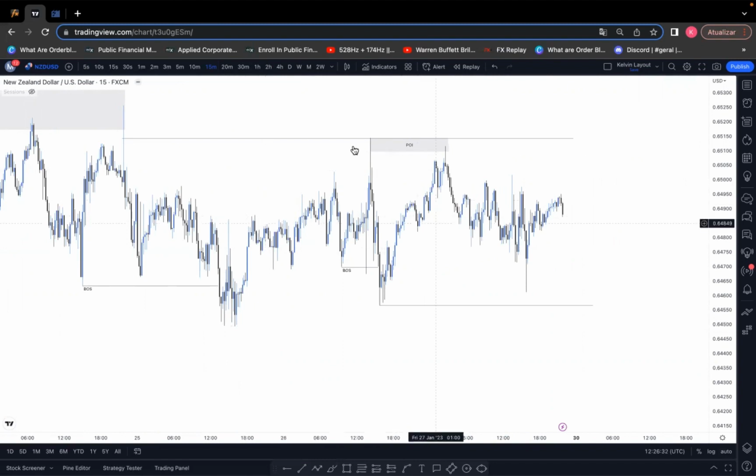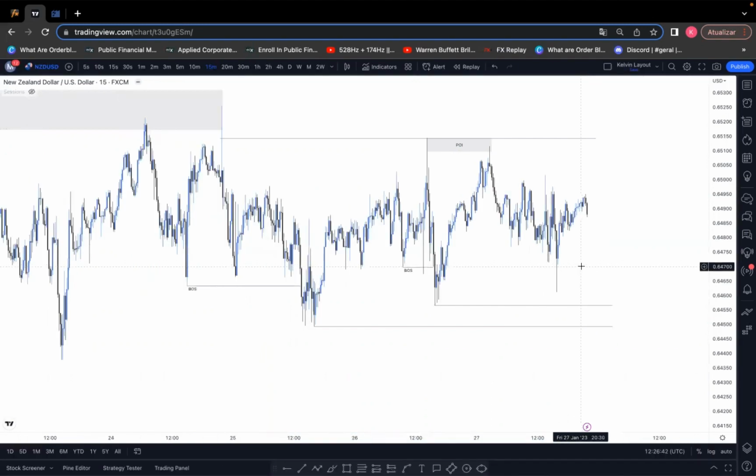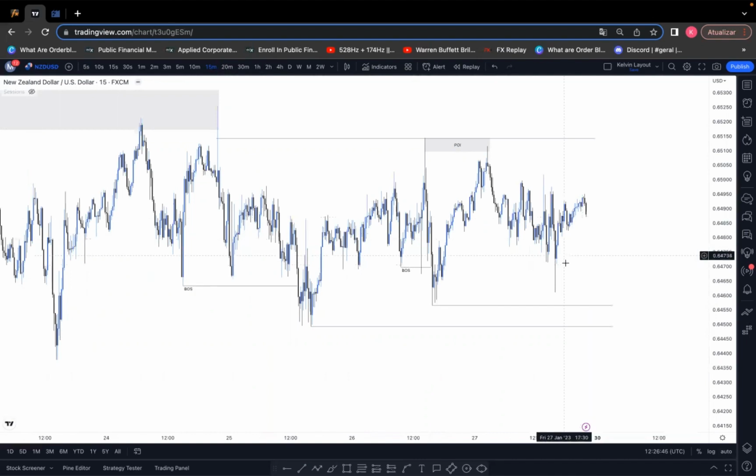So also on M15, we had a change of character. So we need to see price actually taking out this M15 and then take out this previous low right here. So that's when on the hourly, we will be bearish, right? The bearish order flow will be established. So that's it for New Zealand dollar. Let's move to another pair.